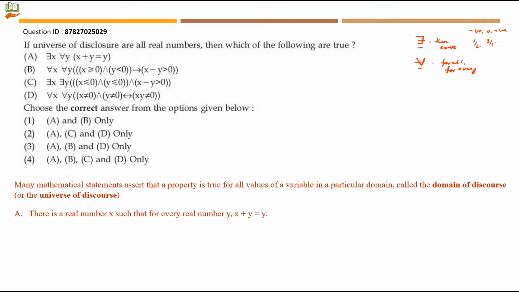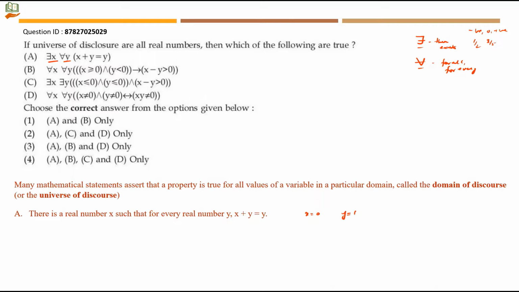There is a real number x such that for every real number y, the sum of x and y will be equal to y. So here we can consider x is a real number. Let's take x is equal to 0. So 0 is also a real number. And let's take y is equal to any number. It should be applicable for all real numbers. You have to include all real numbers. You take y is equal to 1 for example.